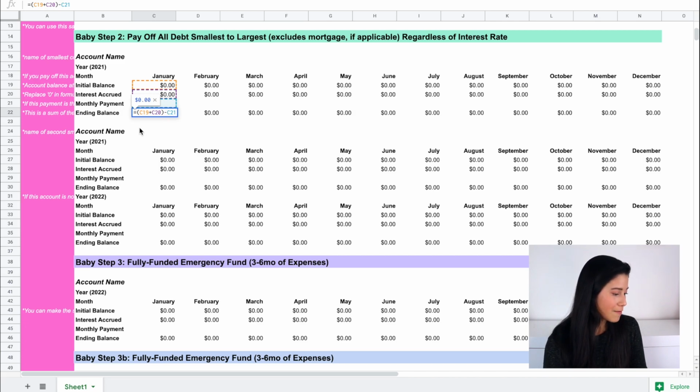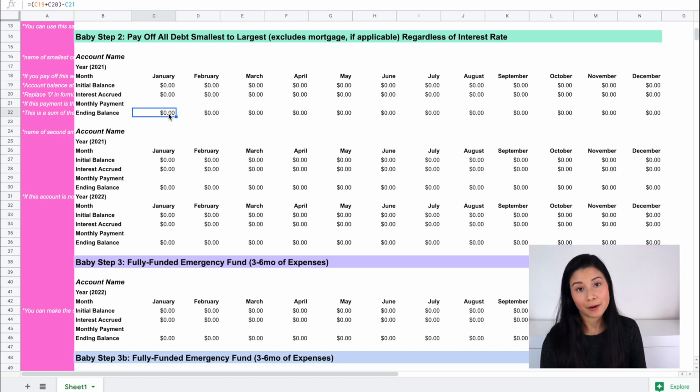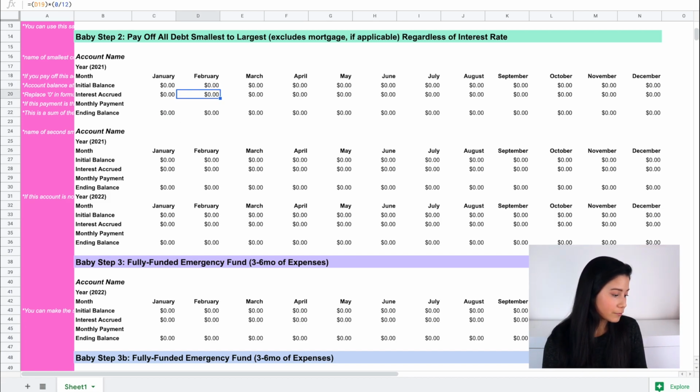As you can see, I'm adding up the initial balance and the interest accrued minus your monthly payment because you want a debt balance to go down. Every time you make a payment, ideally that balance should go down unless the interest is ridiculous. That's just what's gonna happen. Again, the initial balance refers back to the previous month's ending balance here as well, and I didn't add any formulas for the monthly payments.